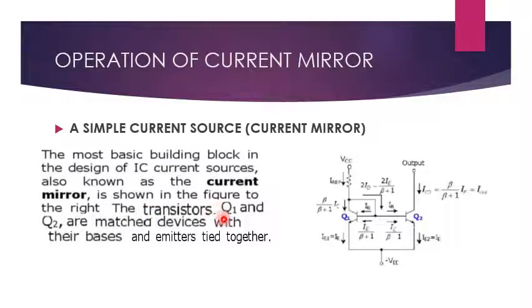The transistors Q1 and Q2 are matched devices. Their bases are tied together. These two bases are tied together. Similarly, the emitters are also tied together. And here we have shorted the collector and the base. So it means what, here it will act as a diode, is it not? See, NPN, P and N, so it will act as a diode. Clear?